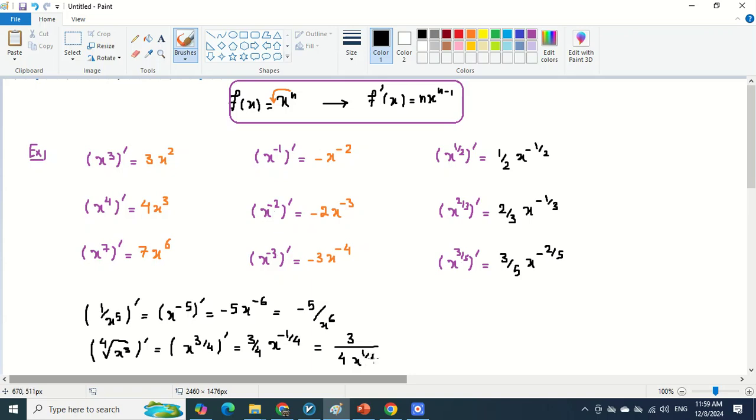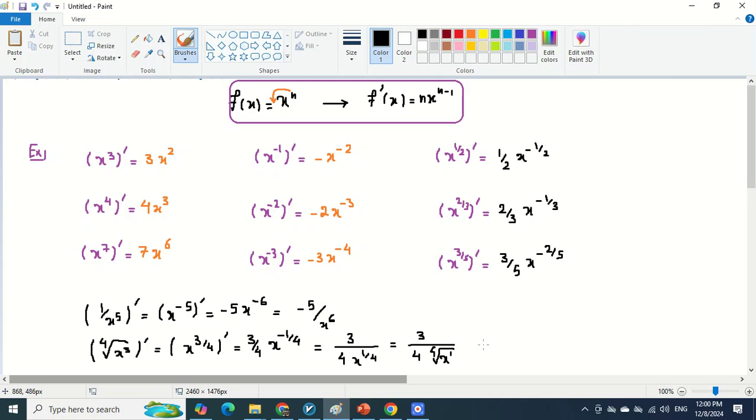And then this 1 over 4 also can be interpreted as a root. That means I can rewrite it as 3 over 4 x to the power of 1, and that 4 at the denominator of the exponent will come out inside of the root, and we have the fourth root of x to the power of 1.